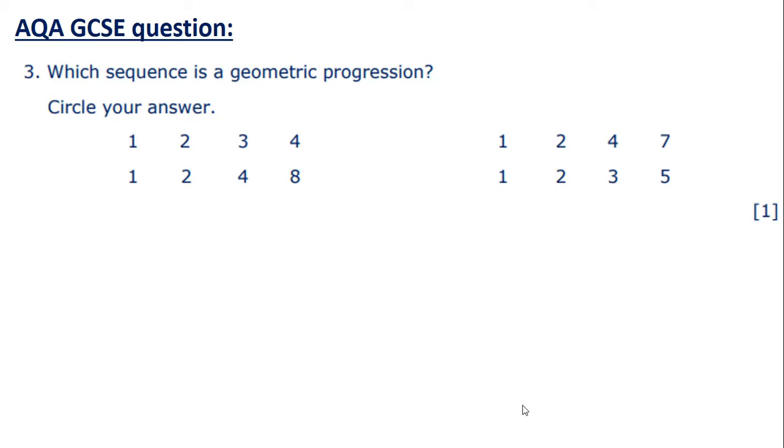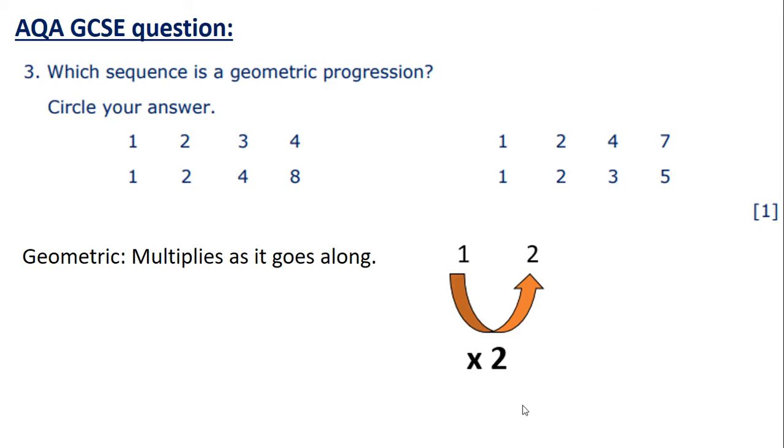So for this question, we need to have a look carefully at each of these sequences and decide which one of those is geometric. So you need to remember here that for geometric sequences, they have to multiply as they go along. All of our sequences begin with 1 and then 2. So thinking about going from 1 to 2, if it were geometric, we'd be timesing by 2 as our common ratio. So we need to have the sequence 1, 2, and then continuing by doubling every single time. And the sequence that does that is this one here.